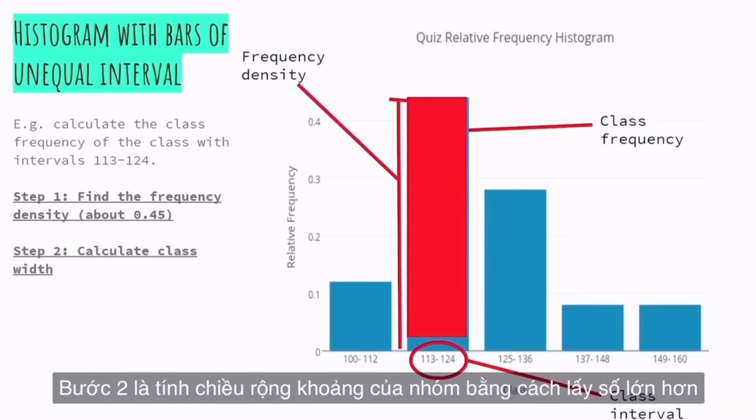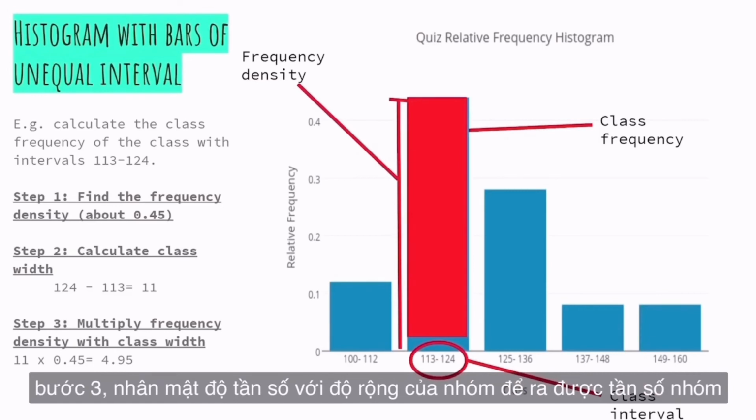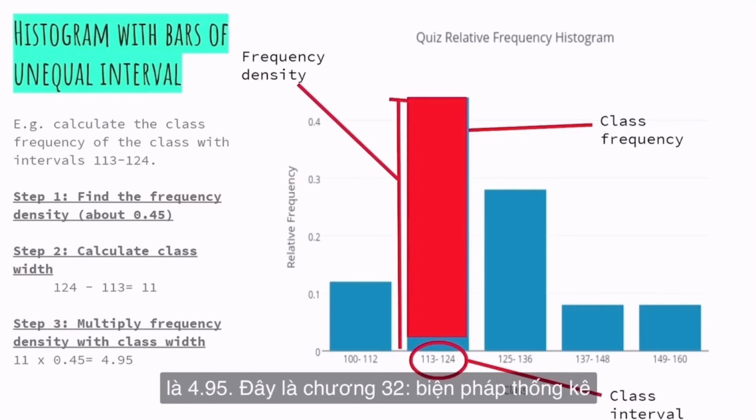Step 2 is to calculate the class width, which you get by taking the larger number and subtracting the smaller number, which will give you 11 in this case. Step 3, multiply the frequency density with the class width. So you will get a class frequency of 4.95.